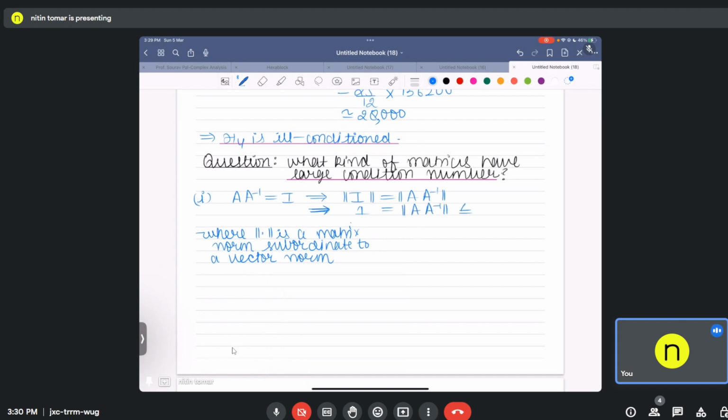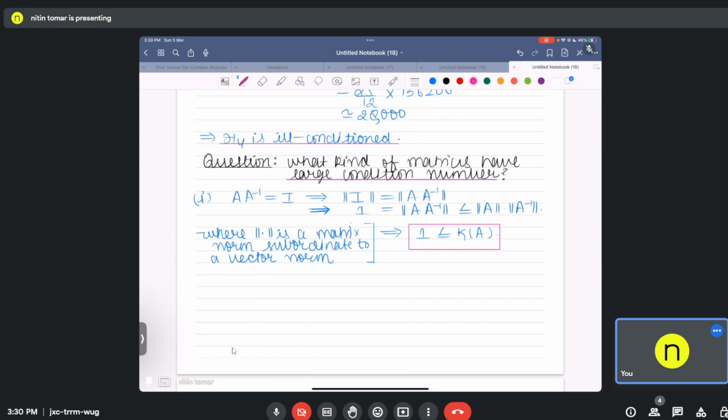Now do you know this inequality, that the norm of AB is less than or equal to norm A times norm B? Yes, sir. So what does it imply? All of this implies that 1 is less than or equal to the condition number of A. So the condition number is always greater than or equal to 1. If I ask you, can the condition number of a matrix be half? The answer will be no.